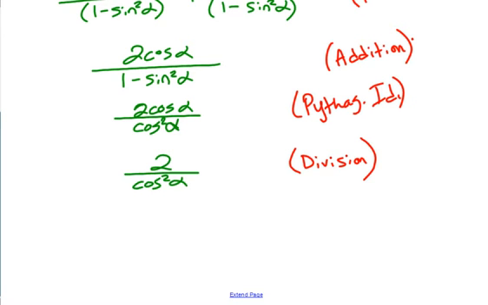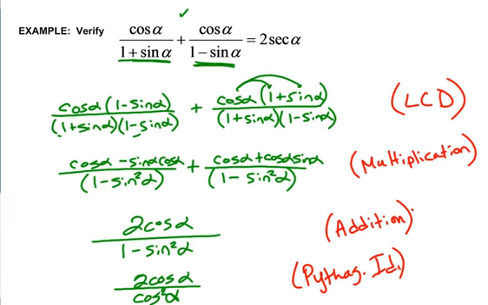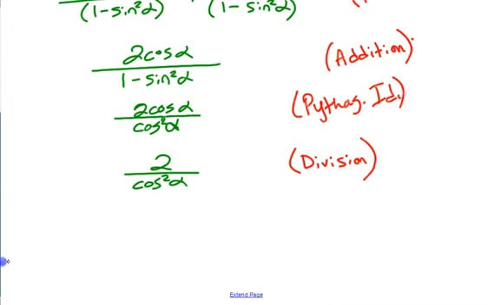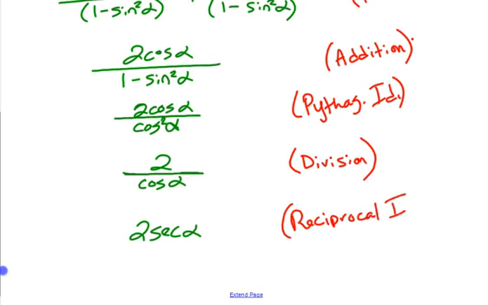And then we can use a quick method. Going back and looking at what we wanted to get it to, we want to get it to be 2 secant of alpha, and we have 2 over cosine of alpha. We can realize that that is just a quick modification, because 2 over cosine alpha would be equal to 2 secant alpha by the reciprocal identity. So we've got 2 secant of alpha equals 2 secant of alpha, and we're done. That is our final step.